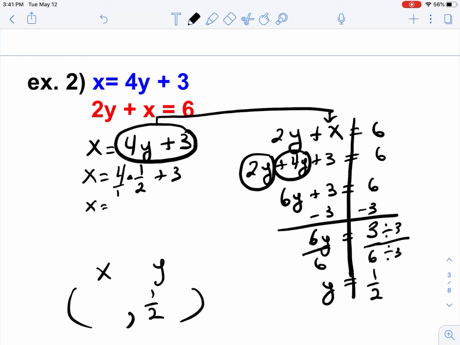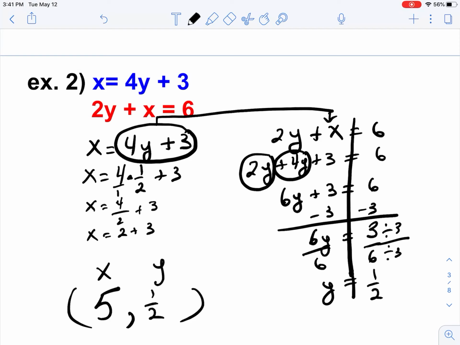I'm going to put 4 over 1. So 4 times 1 is 4. 1 times 2 is 2, plus the 3. So 4 over 2, that's just 2. 2 plus 3, that makes 5. So I get 5 1/2.